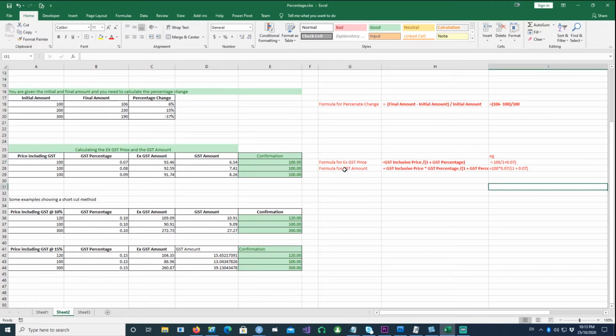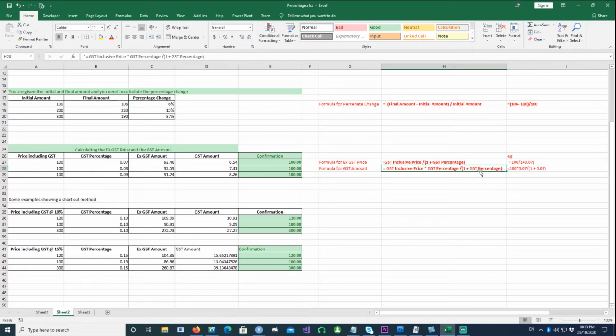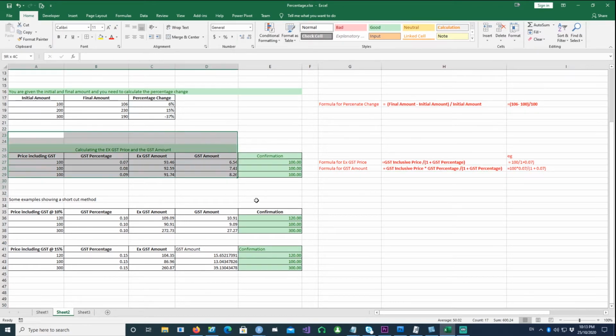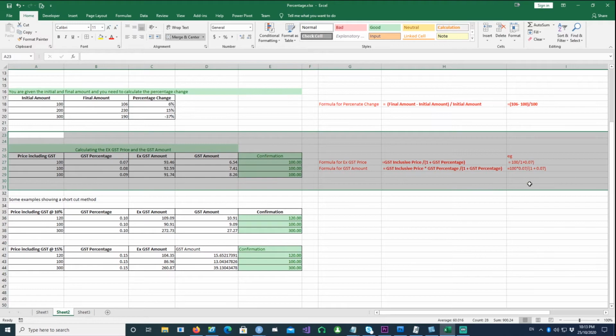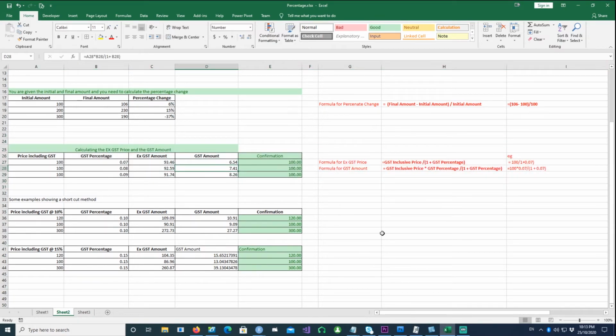And if you just need to calculate the GST amount which is included in that price, you take the GST-inclusive price multiplied by the GST percentage and then divide by 1 plus GST percentage. And this is what we did in this example. Starting with the inclusive amount, we calculated the ex-GST amount and then the GST portion of that as well.